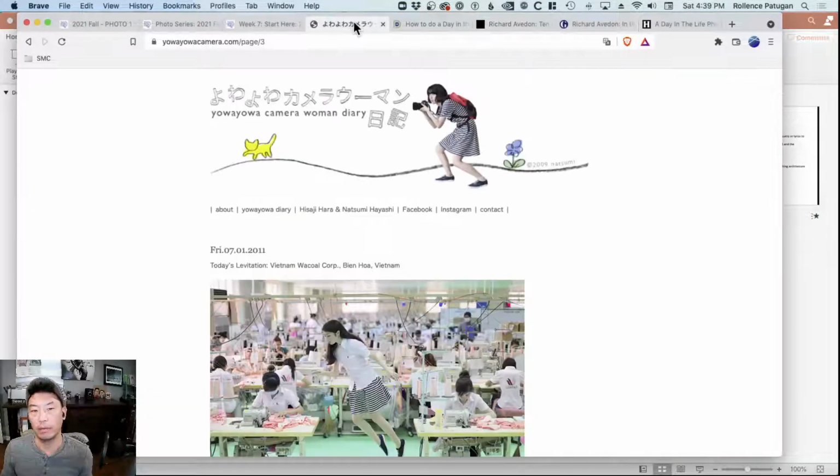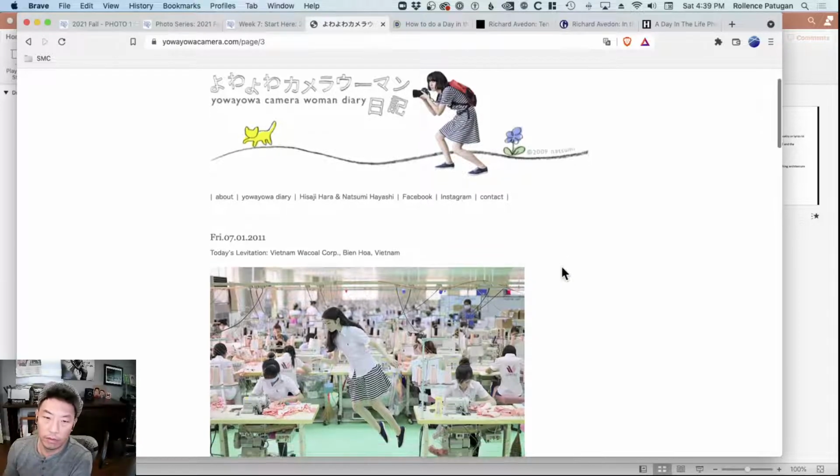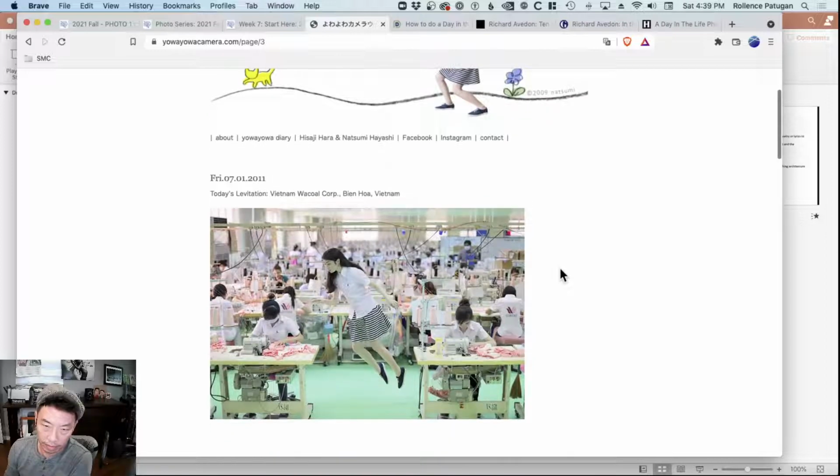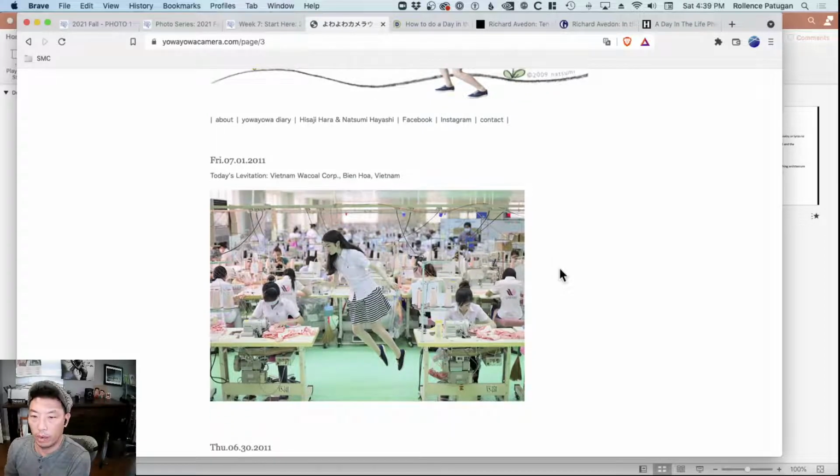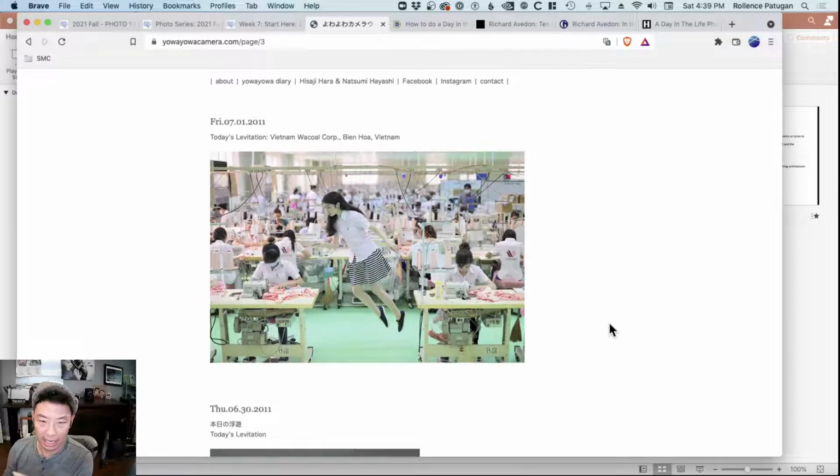A photographer by the name of Natsumi Hayashi. She is known for photographing herself, self-portraits, while she's levitating. Here is an example of her in Vietnam in what looks like to be a garment factory. So once again, this is the photographer taking self-portraits of her levitating in these interesting situations. Maybe a garment factory isn't so interesting, but her levitating in it is interesting. And notice the lighting condition in here. It's indoors. It's just going to be the factory lighting with some window light.